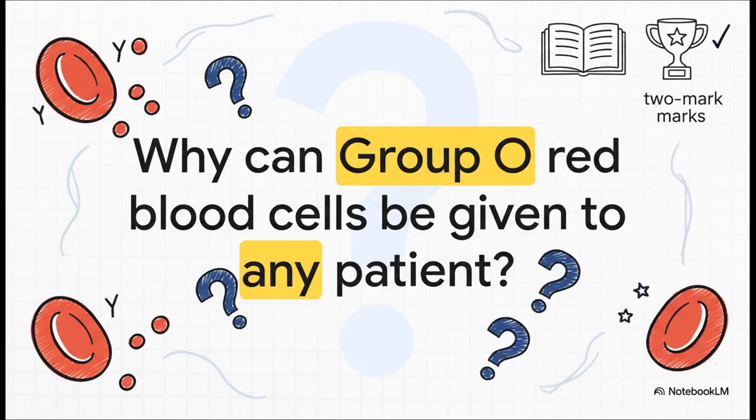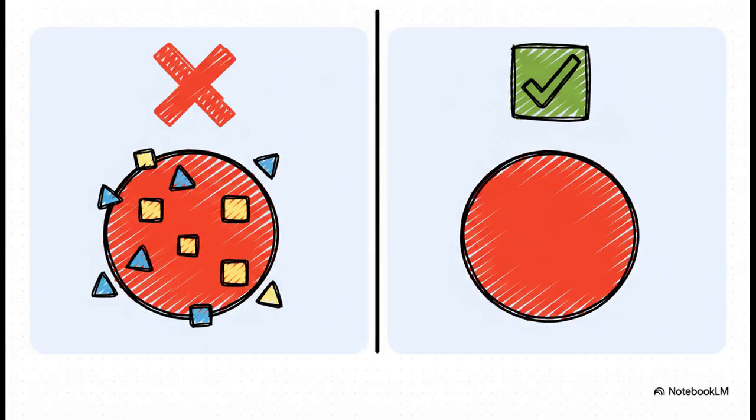And now for the flip side of that question, why is blood group O called the universal donor? This is a 2-mark explanation. And this slide just illustrates the reason perfectly. While other blood types have these little markers called antigens on their surface, A or B antigens, Group O red blood cells have, well, none at all. No antigens means there's nothing for the patient's immune system to attack.